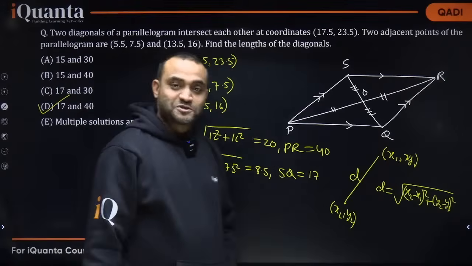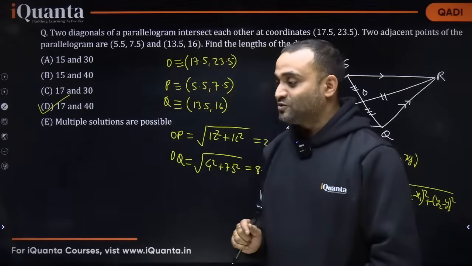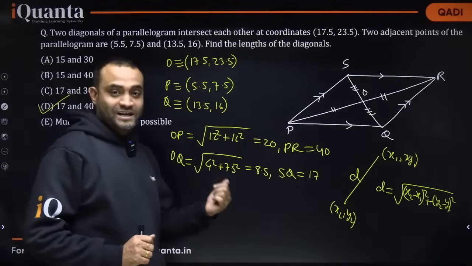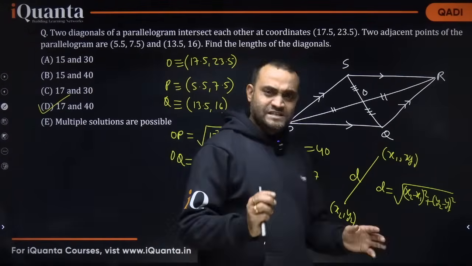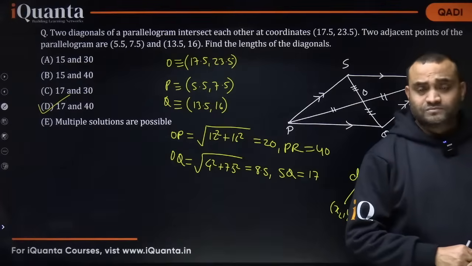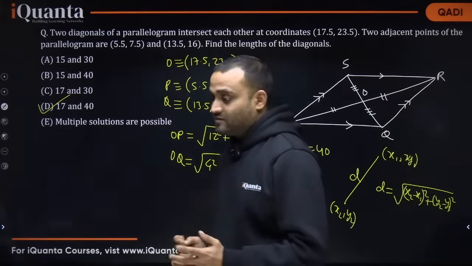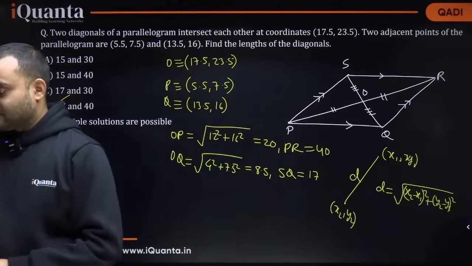So the answer is option D, not option A. Lots of you got option A, I don't know how, but it should be option D, right guys? Very basic concept related to parallelogram and distance formula. That's how you solve this question, okay?